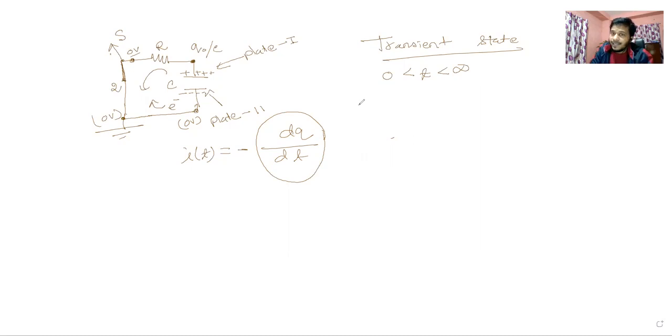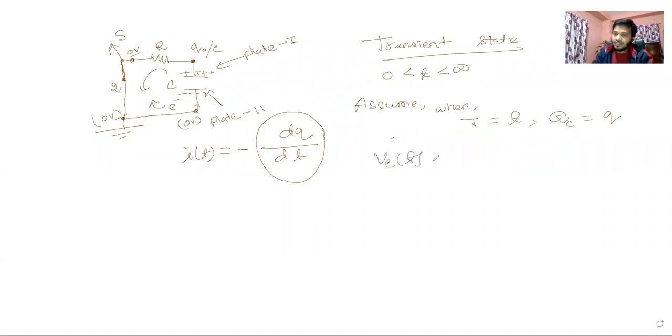Now assume we are talking about current at time t. When time is t, what is the charge on the capacitor? We can assume the charge on the capacitor is q. This is nothing but an assumption. Suppose at that time the charge on the capacitor is q. Then at that particular time t, what would be the potential across this capacitor?